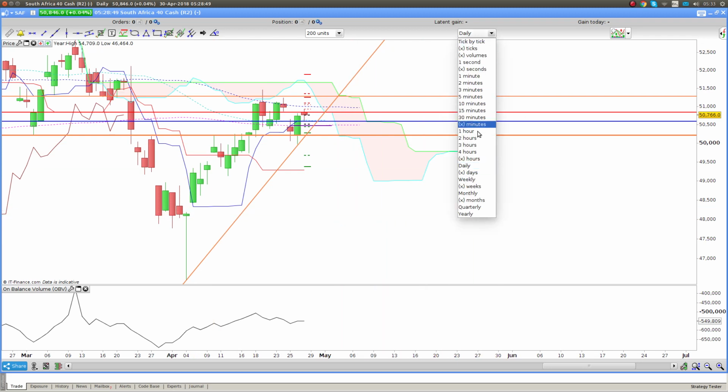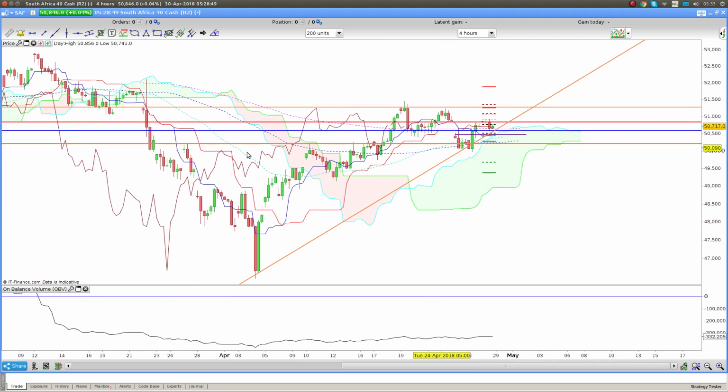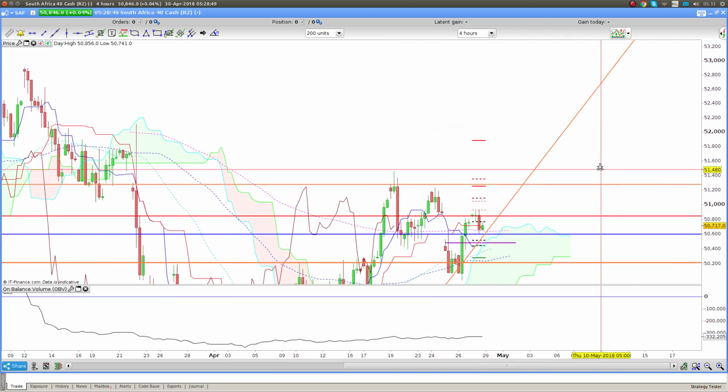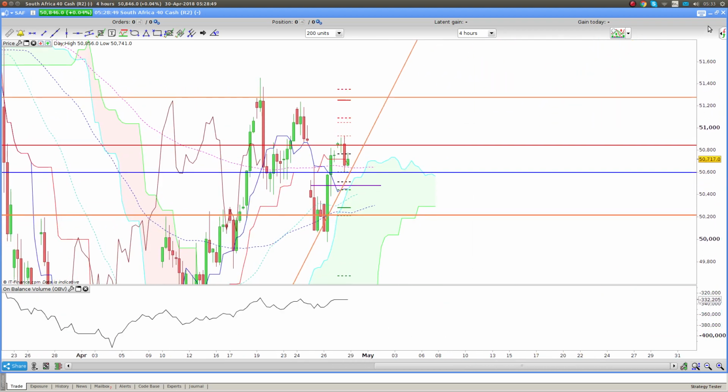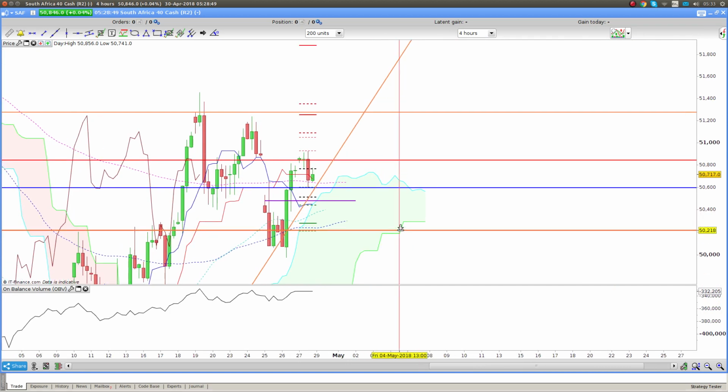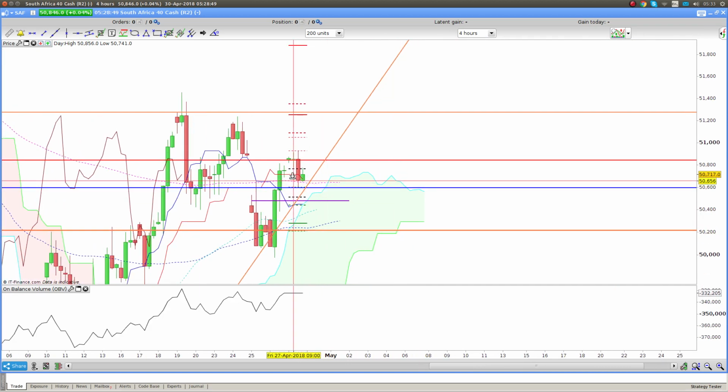Right, let's get down to the 4-hour and see if there's anything else we need to pay attention to before we can start looking at our levels. So you can already see that the Kijunsen on the 4-hour and the 200 EMA on the 4-hour coincide with the Tenkansen on the daily. You can see this whole zone here is a pretty interesting spot.